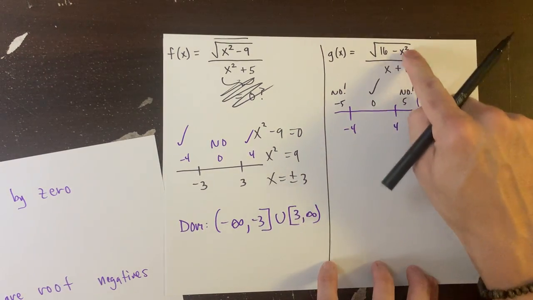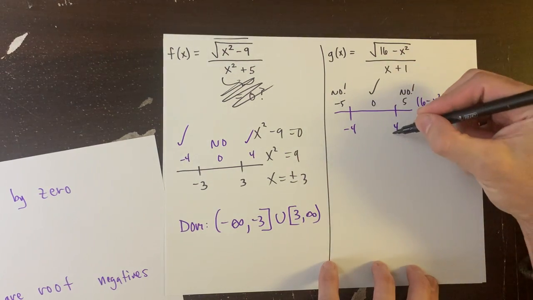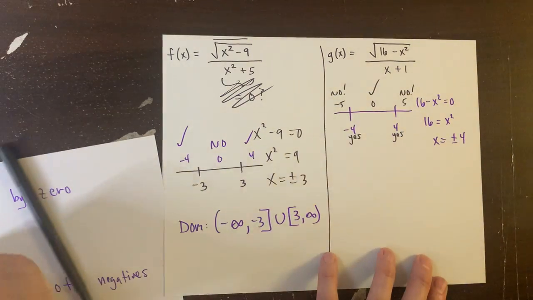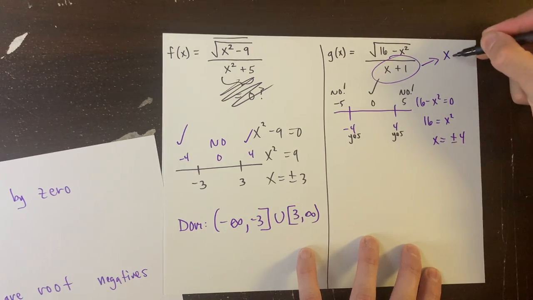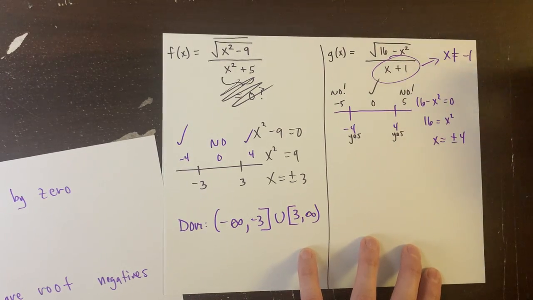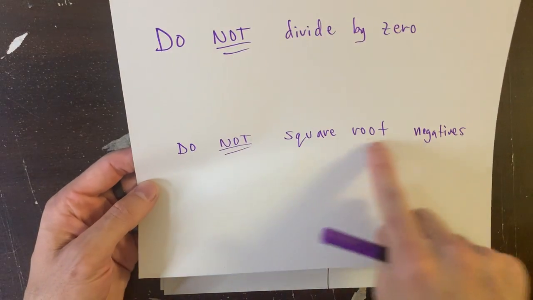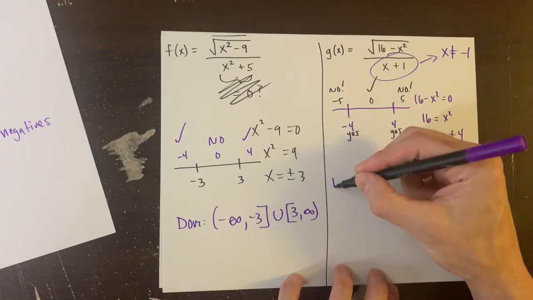Can I use 4 there, negative 4 there? Sure, because you'd be square rooting 0. So that's a yes, and that's a yes. However, look at this denominator. This is telling you that x cannot equal negative 1, because again, we have to be mindful of two things. Not square rooting negatives, but also not dividing by 0. So this is going to be an interesting one.